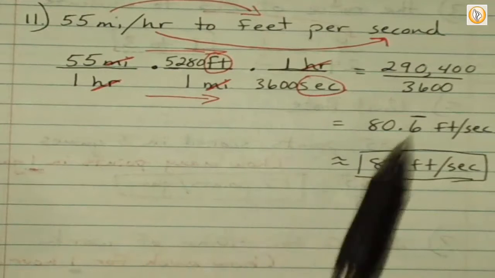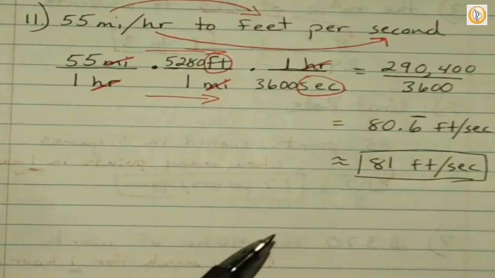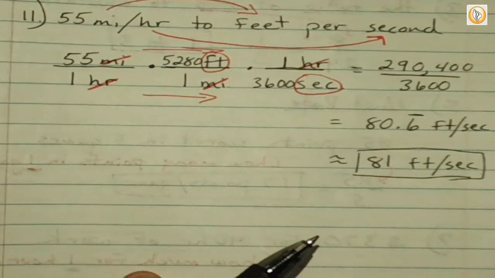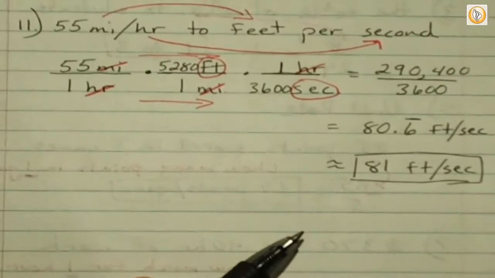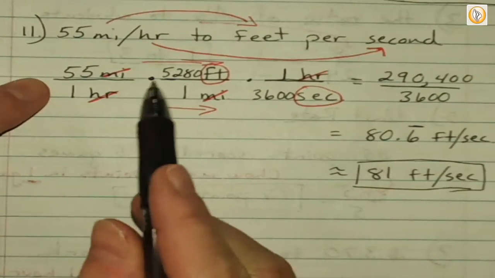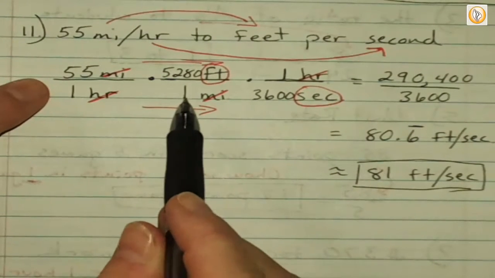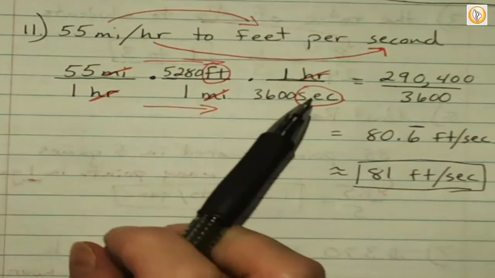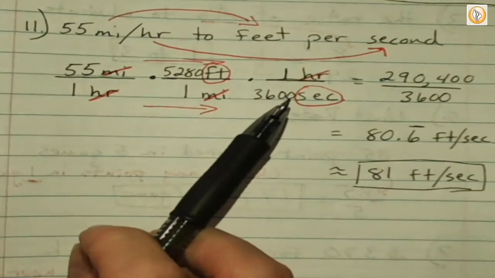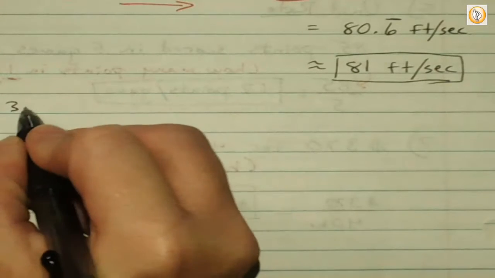Okay. Any questions about this converting? All right. Slow and steady when you're doing these to make sure that you know what goes on top and bottom, what is the 1, etc. Okay? Any questions? All right. Look at number 13.